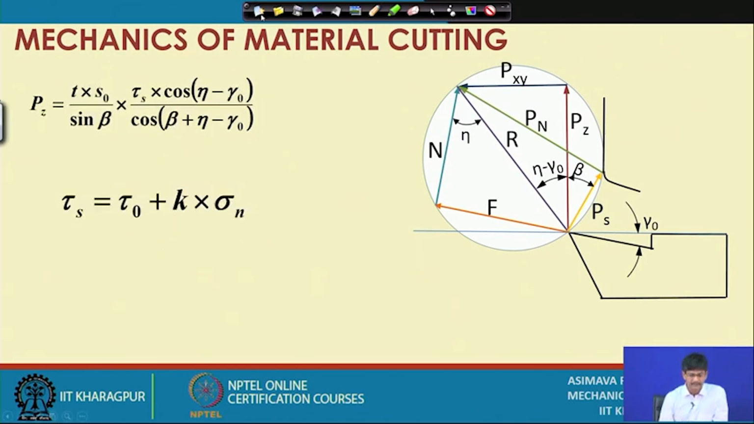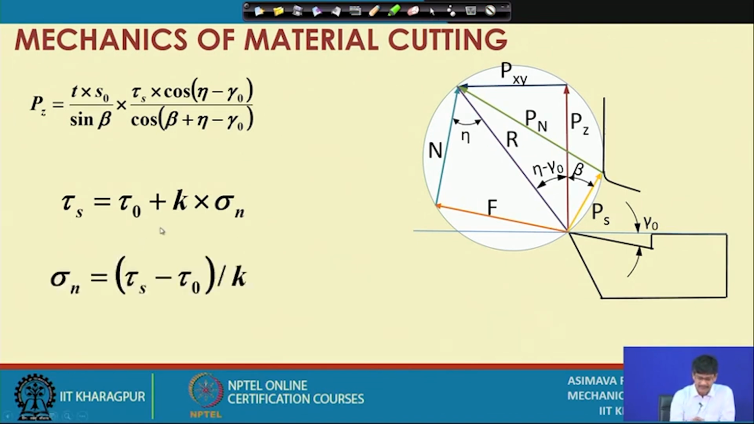Here this tau s, which is not known to us up till now, is actually assumed to have a relation with a constant value tau 0, plus a part proportional to the normal stress. How do we find out normal stress? We know the normal force on the shear plane, and that divided by the area of the shear plane will give us the normal stress. So, let me go on to the next slide.